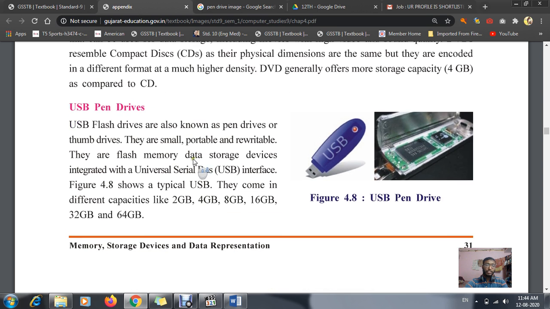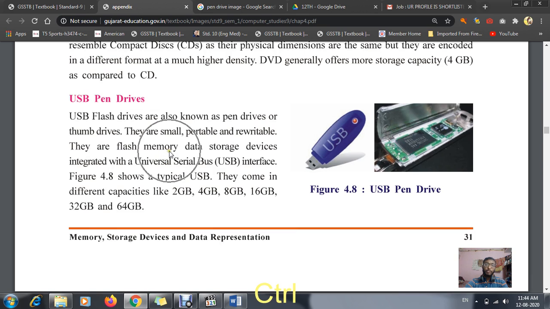Okay. Now next is your USB pen drive. A USB pen drive is also known as a USB flash drive. Underline it. USB flash drives are also known as pen drives or thumb drives. In MCQs for your exam, the question might come: a USB drive is also known as dash and dash. That is, pen drives or thumb drives, which are small, portable, and rewritable.